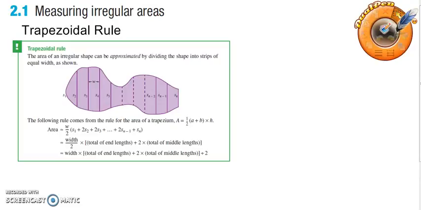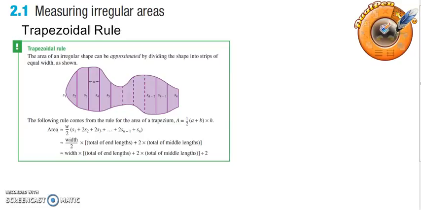Everyone. The last thing I want to look at under this section, which is measuring irregular areas, is the trapezoidal rule. I believe this is probably pretty much brand new to a lot of you. It allows us to measure and find the area, a rough area at least, of really weird shapes like this one. It's very difficult to find areas like this, so we use the trapezoidal rule to get a very good estimation. It's very approximate.